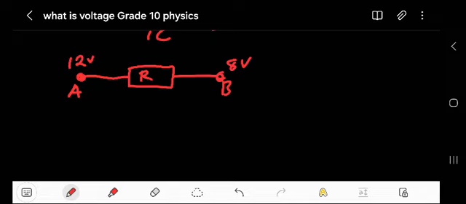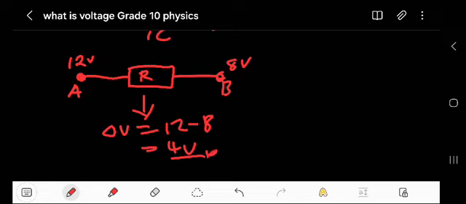We simply call it the change in voltage. What is the potential difference across this resistor? The change in voltage will be 12 minus 8, which is 4 volts, right? That means there will be 4 volts doing work at the resistor. That will be 4 volts, right? So that is what you must understand.